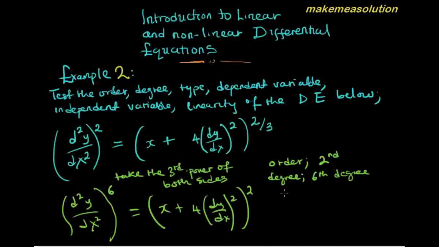Now let's check the type. Of course, the type is going to be an ordinary differential equation. There's no partial derivative here, just the normal ordinary derivative, that's the normal d operator. Then we have the next one, which is the dependent variable. The dependent variable, of course, is y, and the independent variable is x. Then finally we want to check the linearity.